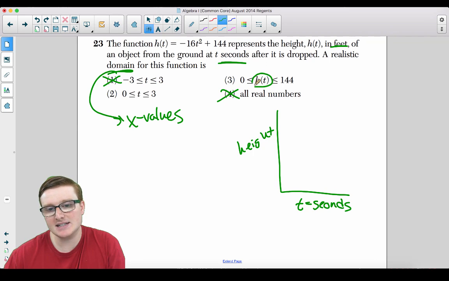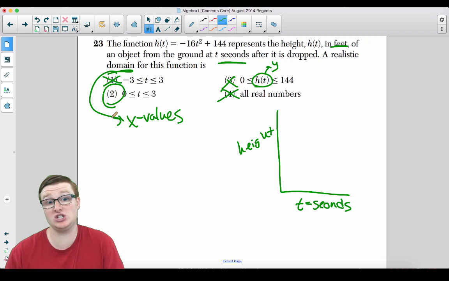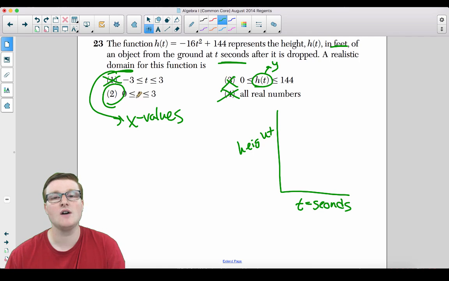And look at this, ladies and gentlemen. That is h of t. That's your y values. No, it has to be choice 2. Without even plugging it into the calculator, you know it's choice 2, because you can't have negative seconds. All real numbers has negative numbers, and that's the range. That's your y value. It has to be choice 2, from 0 to 3 seconds.